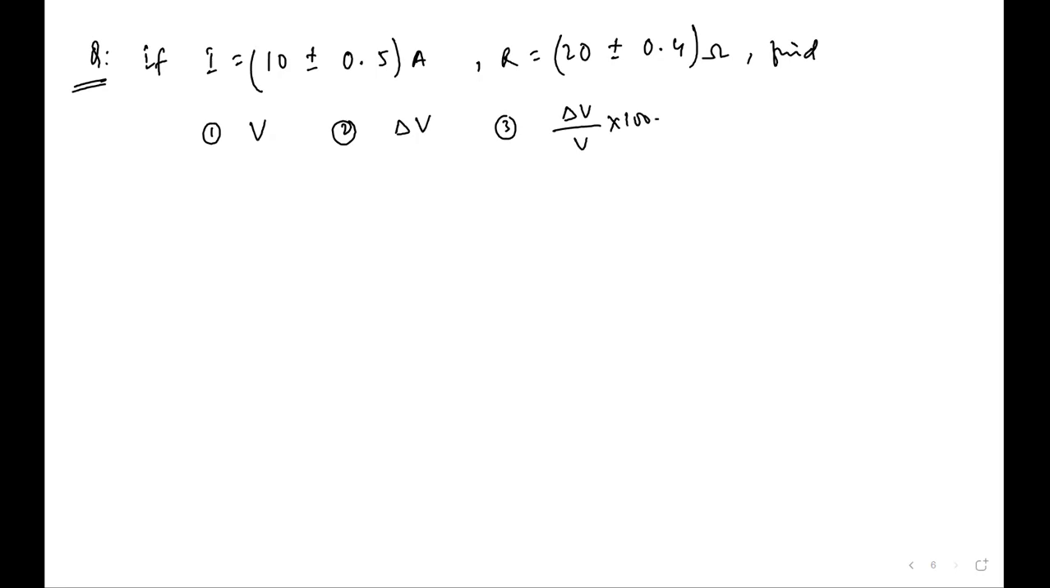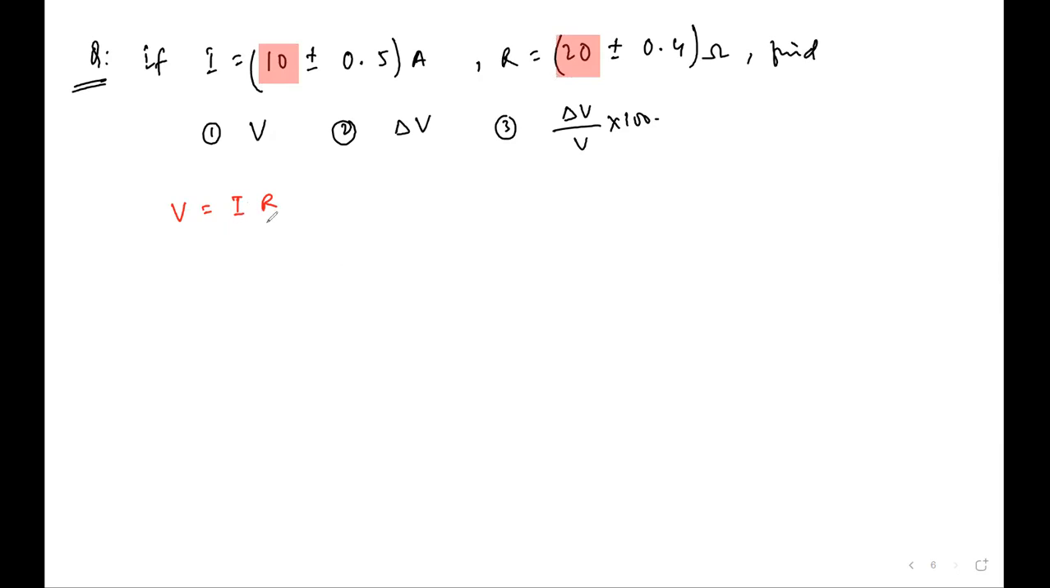So which formula do you use? You know, according to Ohm's law, voltage is equal to current into resistance. So we have this part as true value and this part as true value. Put these two terms in this part, you will get the true value of voltage.